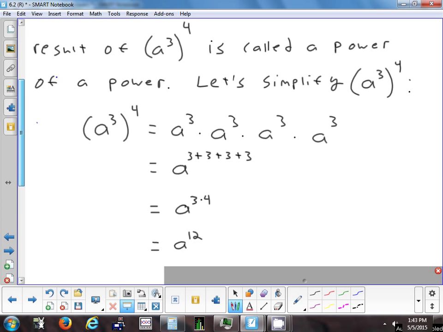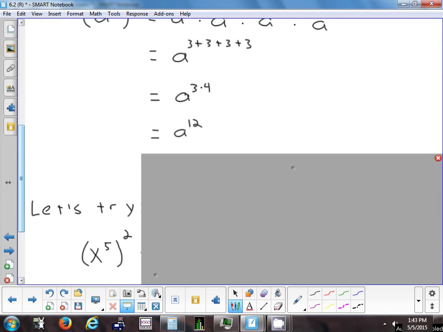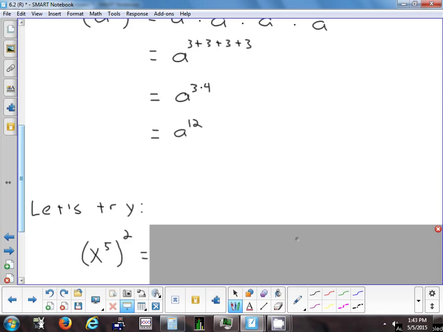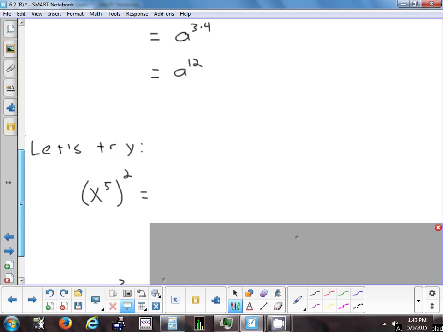So let's try another one. What do you think x to the 5th squared would be? X to the 10th power. Did everyone see what we did? When you have a power raised to another power, you're going to multiply the numbers together.